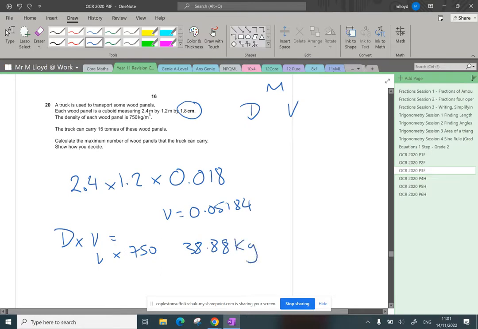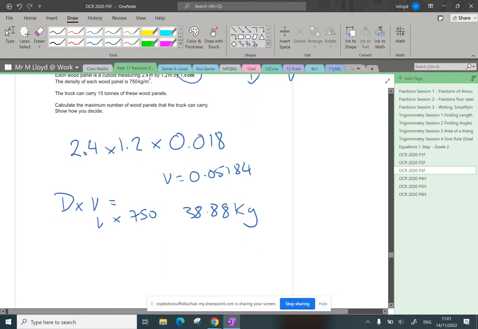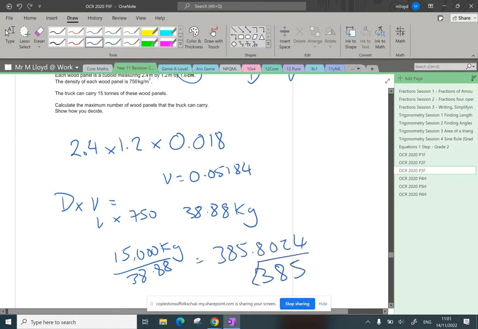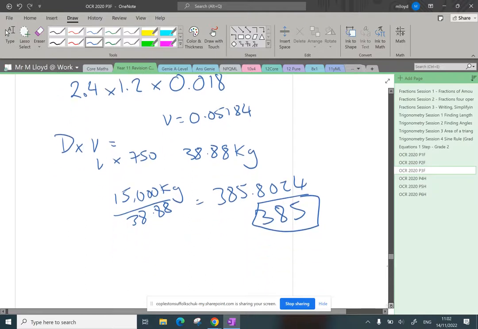kilograms for a mass. The truck can carry 15 tons, which is 15,000 kilograms. So 15,000 divided by 38.88 gives me 385.8024. So that's going to be 385, because we can't round it up to 386, because that's going to be too many. So the maximum number of wood panels is 385.